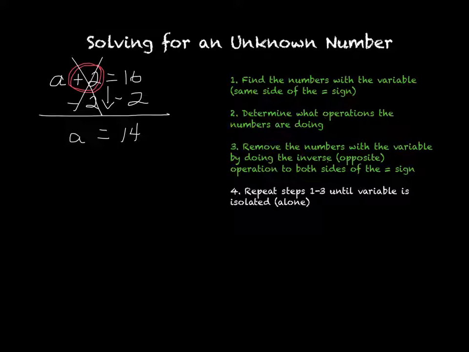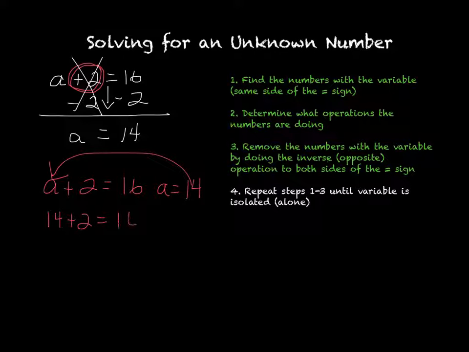If you want to be really fancy and check it, you can do substitution. You're going to substitute into our original formula, so we're going to say A plus 2 equals 16. When A equals 14, substituting in, which means 14 is going in for A, 14 plus 2 equals 16. 14 and 2 is 16. 16 equals 16. So we have a correct answer on that.